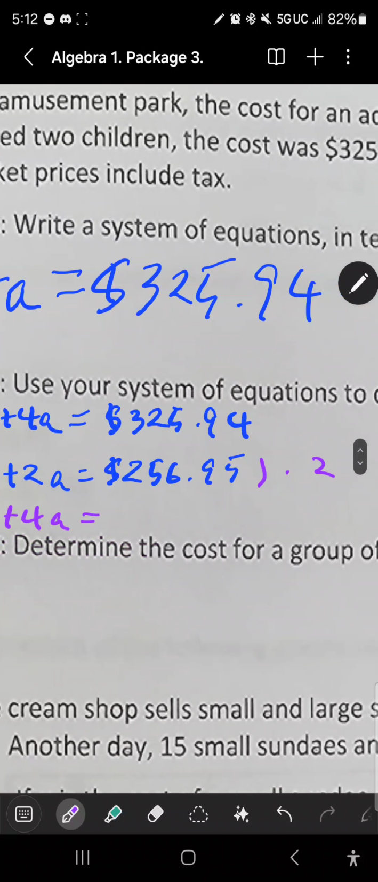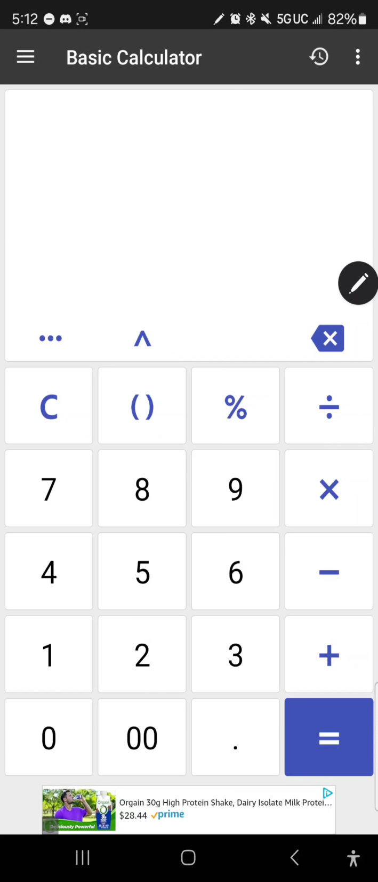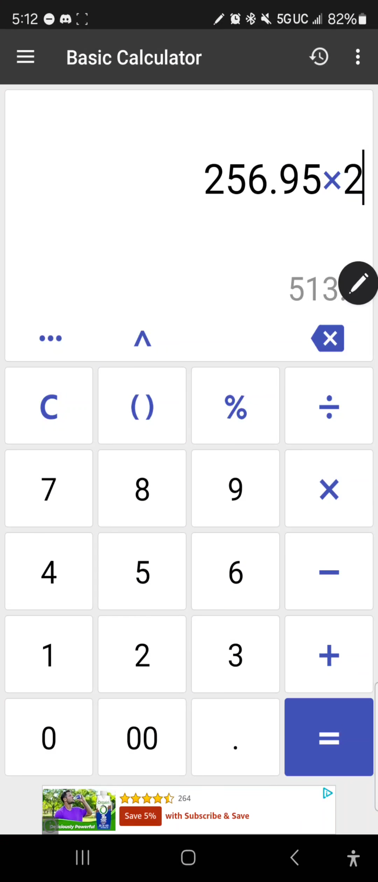256.95 times 2. We could either go by hand or use the calculator. I'm going to go by hand. 2 times 5, 10. 2 times 9, 18, plus 1, 19. 2 times 6, 12, plus 1, 13. 2 times 5, 10, and 1, 11. 2 times 2 is 4, and 1, 5. And we have 2 decimals after the point, so this is our answer. Either way, you can go to your calculator, 256.95 times 2.